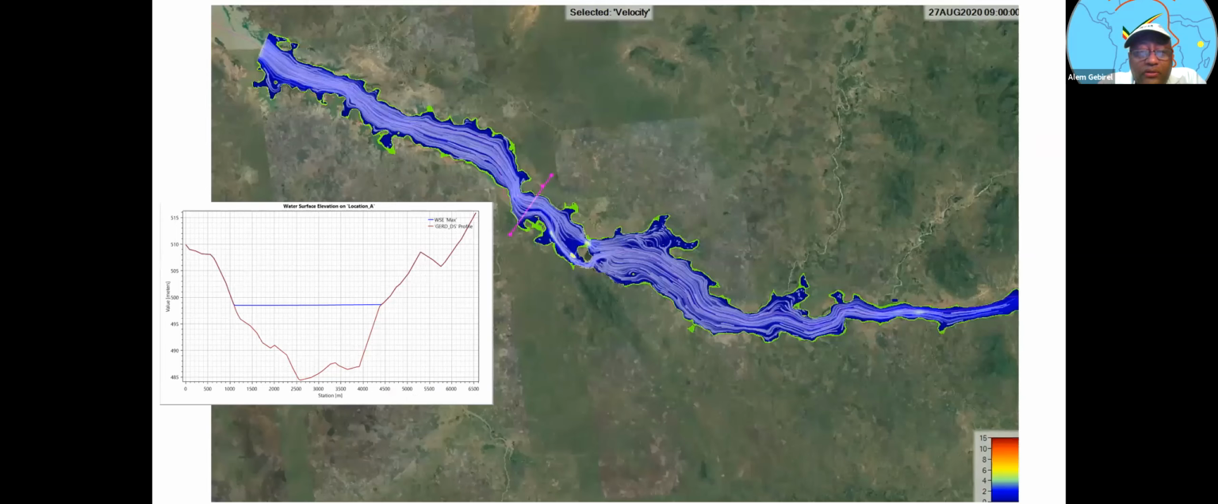This is a flood flow showing downstream of the GERD. On the top left corner, you see the Roseires reservoir. That's the downstream end of my model setup. If you hover on the screen, you can actually play how the particles move.